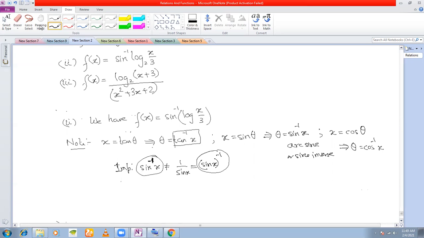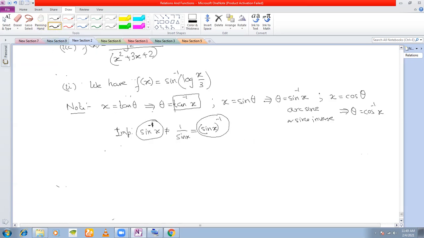Understood? So also, if we have x is equal to cosec theta, then we write theta is equal to cosec inverse x. If we have x is equal to sec theta, then we have theta is equal to sec inverse x. And if we have x is equal to cot theta, then we write theta is equal to cot inverse x.